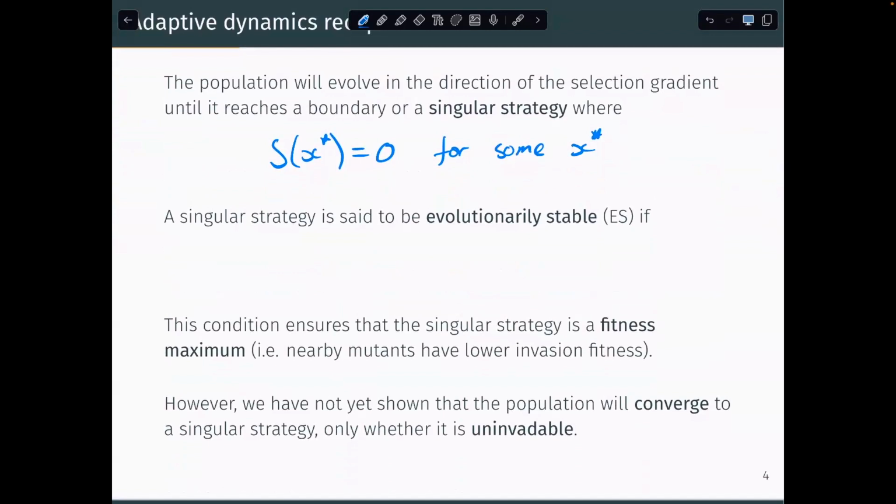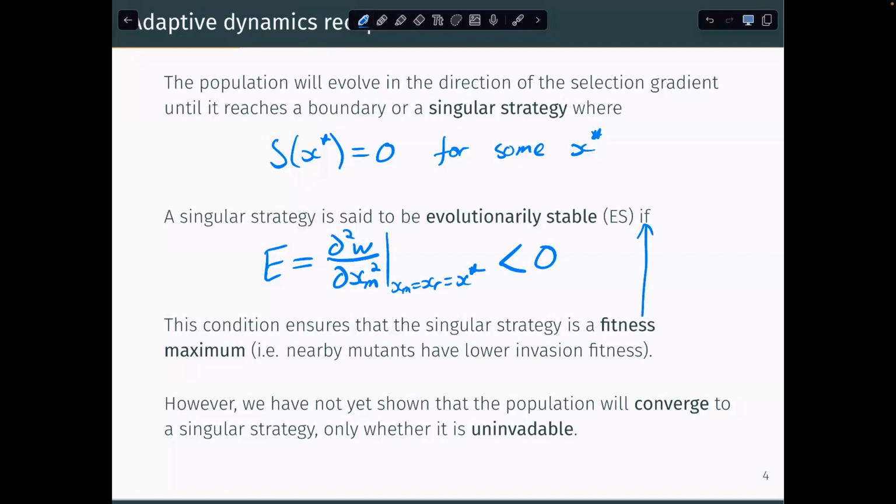Then we say that a singular strategy is said to be evolutionarily stable if we take the second derivative, we call this E, the second partial derivative with respect to our mutant trait, and evaluate this with both our resident and our mutant traits at our singular strategy. If this value is less than 0, then our singular strategy is evolutionarily stable.